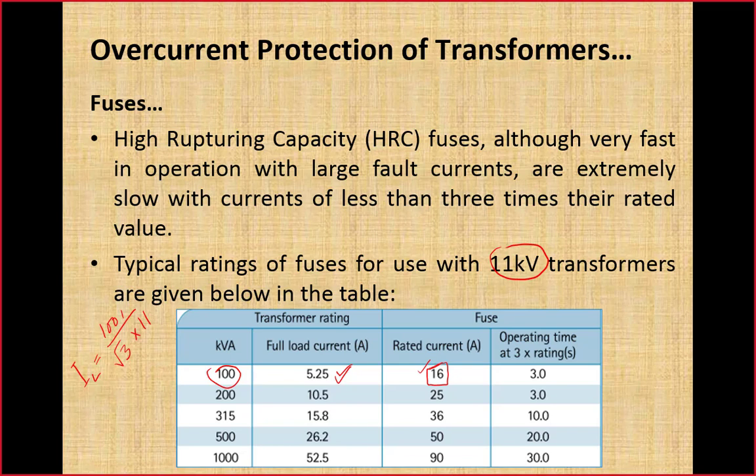Next, even for a current which is 3 times this 16, meaning 48 ampere, this fuse will take about 3 seconds to operate. So 3 times the rated value of this fuse, which is already 3 times greater than the rated current, means that when this transformer is carrying about 900 kVA, 9 times its rated value, this fuse will take 3 seconds to operate. Much before this operation of the fuse, the transformer will get permanently damaged. This happens because the fuse is not for overload protection.